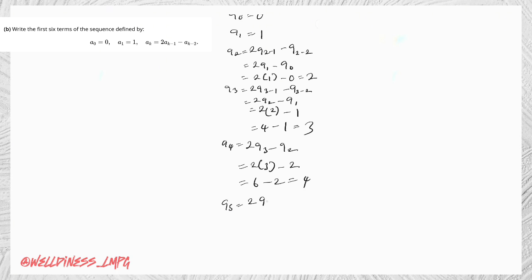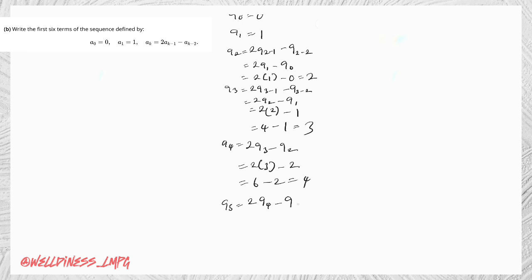So that will be 2 times 3 is 6 minus 2, which will give you 4. So our A4 is equals to 4. Now, for our A5, all we have to do is substitute 5 everywhere we see K. So we are going to be left with 2A5 minus 1 minus 2A5 minus 2.